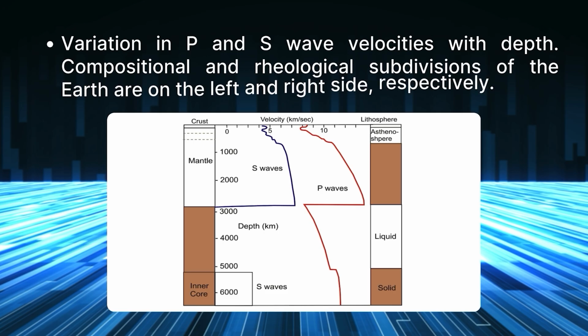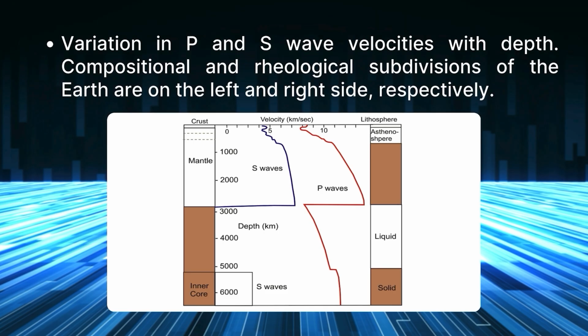Now if you visualize the variation in P and S wave velocities with depth, the compositional and rheological subdivisions of the earth are on the left and right side.